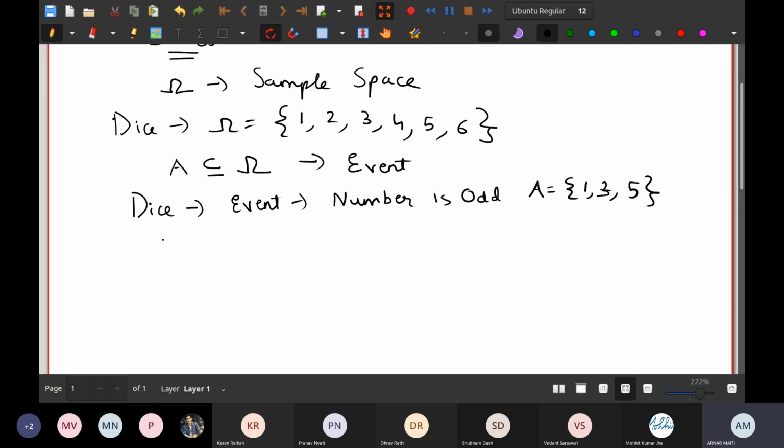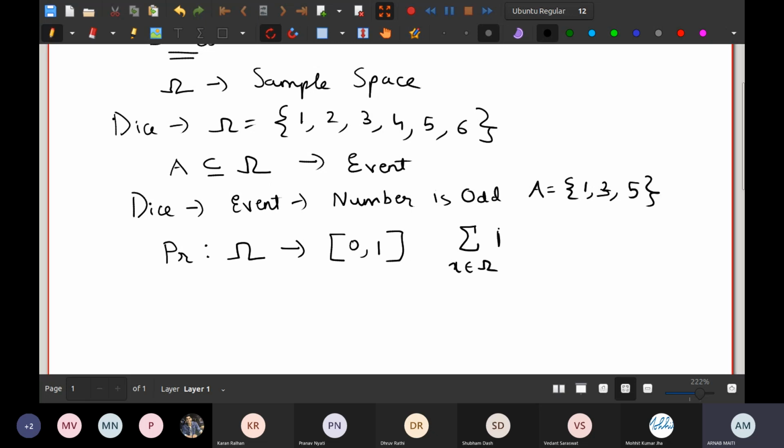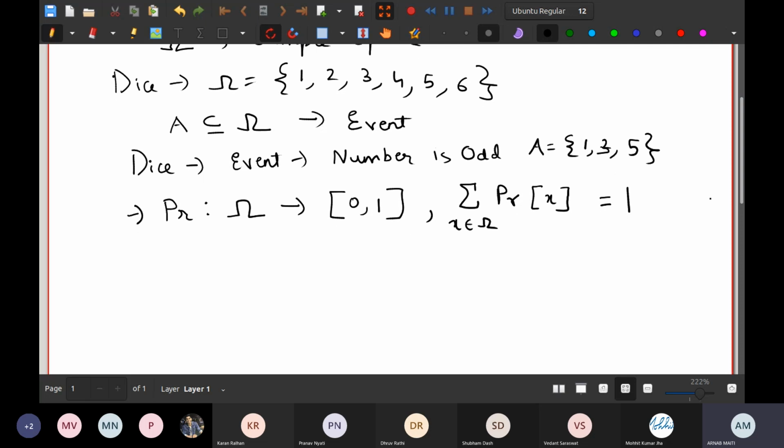And what is probability? Probability is actually a function from the sample space to the interval [0, 1], with the condition that for all x belonging to the sample space, if you sum up the probability of x, that should be equal to 1. So this is your definition of probability. Up to here, it's pretty basic, quite standard even in JEE and such.